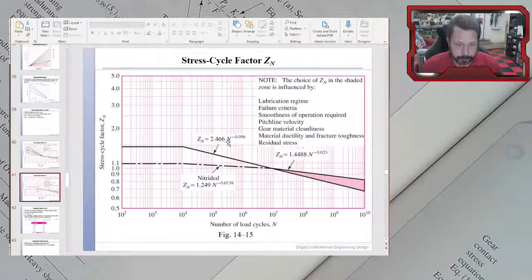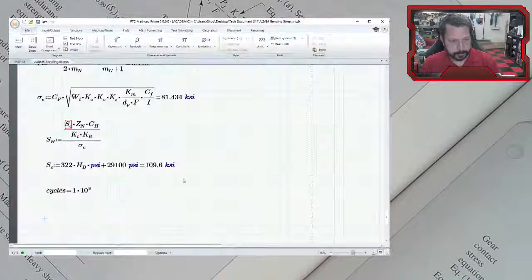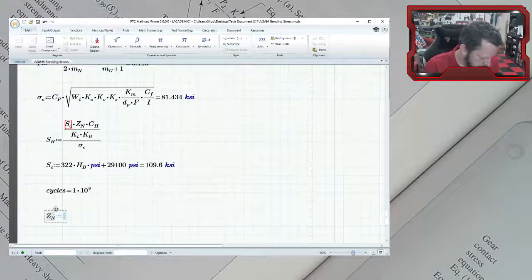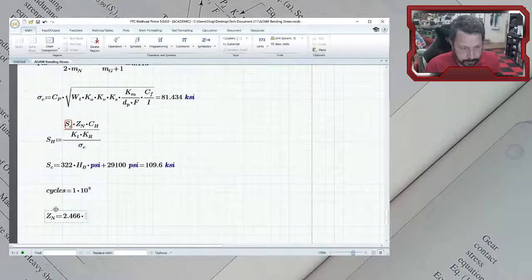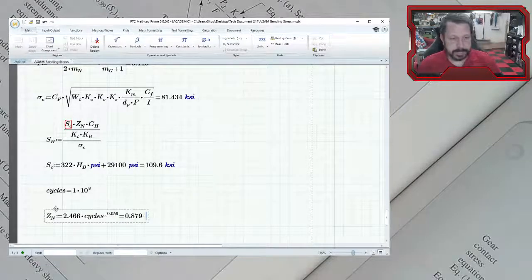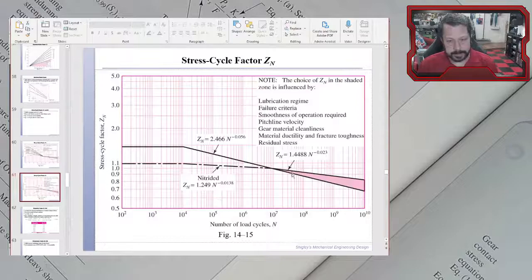So we're going to use the 2.466 times the number of cycles. I think I called it cycles to the negative 0.056. So ZN, I guess I erased it, equals 2.466 times cycles. They used the variable N, raised to the negative 0.056. And there's the 0.879, which seems reasonable that that's what we would get. All right.